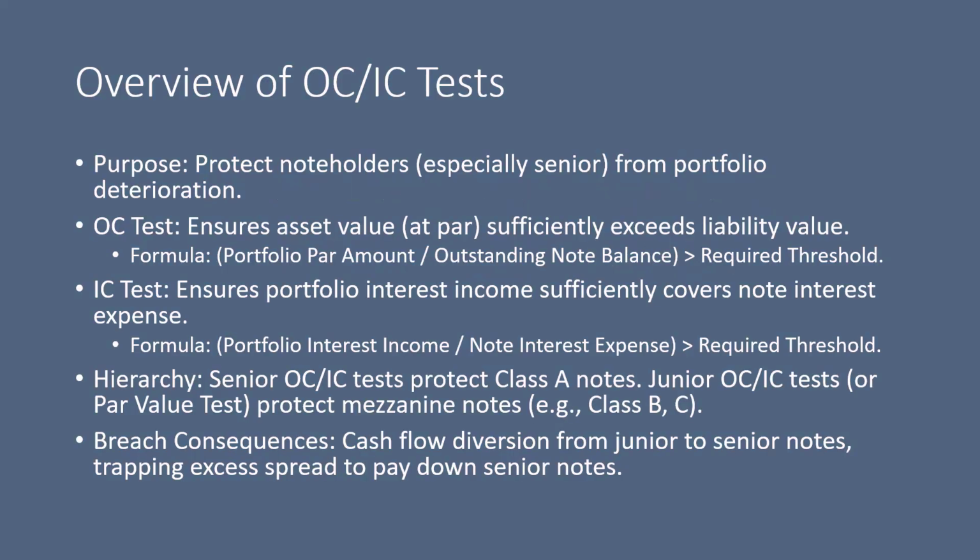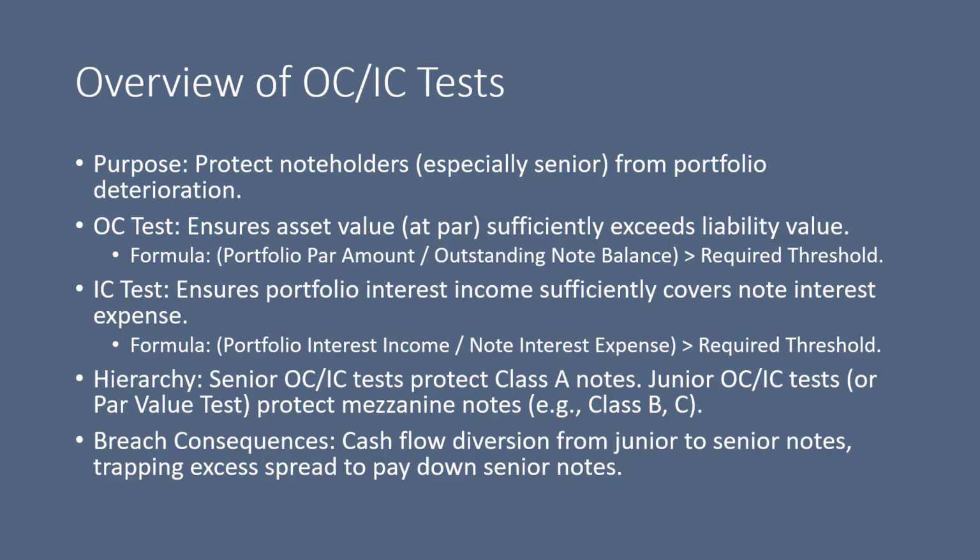Okay, so we did review this in the previous video, but at the heart of the CLO protections are these OC and IC coverage tests. Think of them as the primary alarm system. The OC test is a balance sheet test. It ensures that the principal value, not the market value, of the loans backs the notes issued, right? The IC test is an income statement test. It ensures cash flow is sufficient to pay interest.